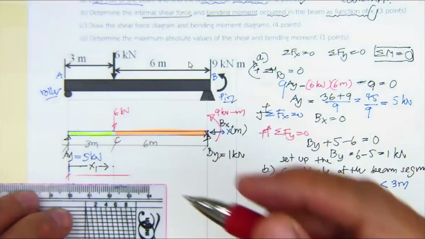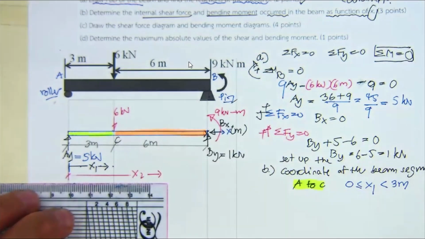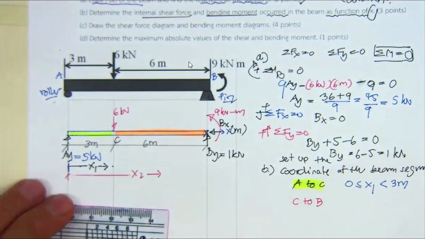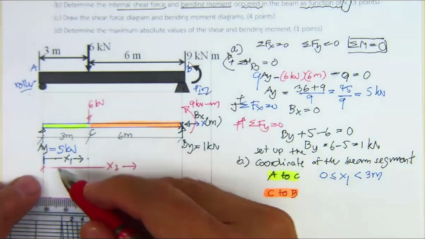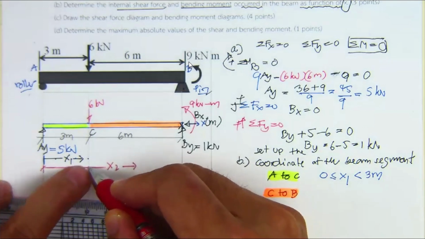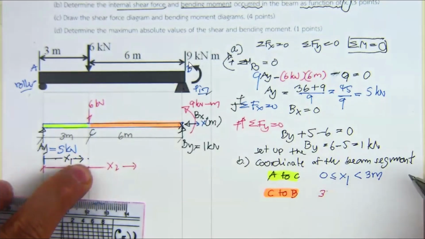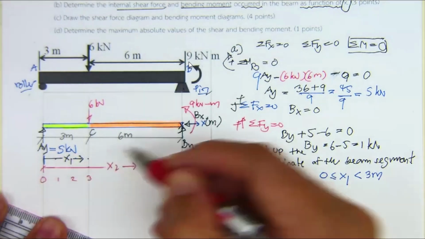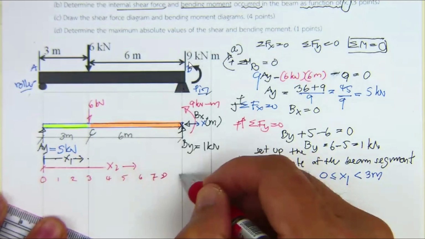Let's set up x2. X2 is going to be from C to B, and that's going to follow the orange. Since you have the first portion already, 0 to 3, now x2 is going to start from 3 meters. This is 0, 1, 2, 3, and then 4, 5, 6, 7, 8, and then 9.